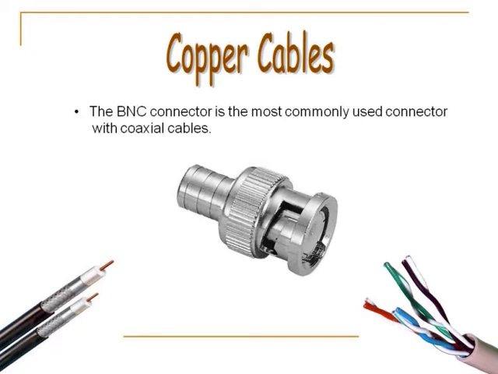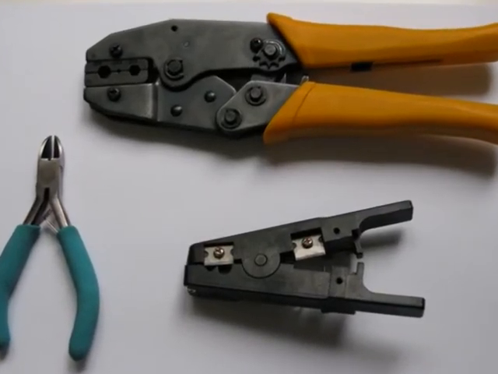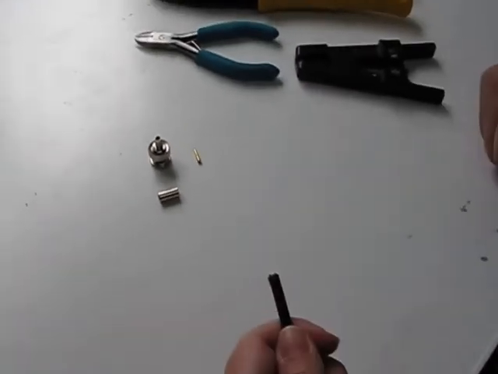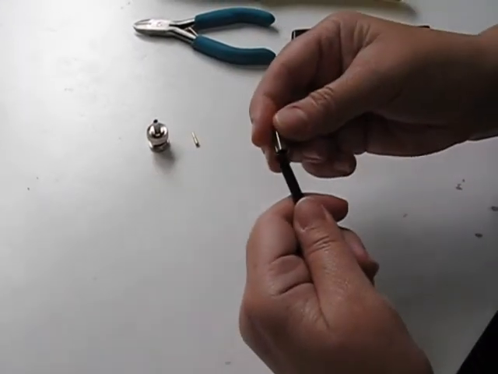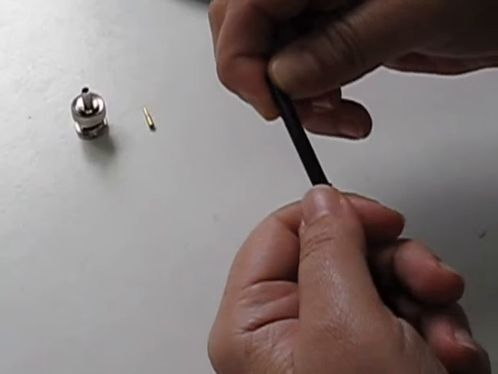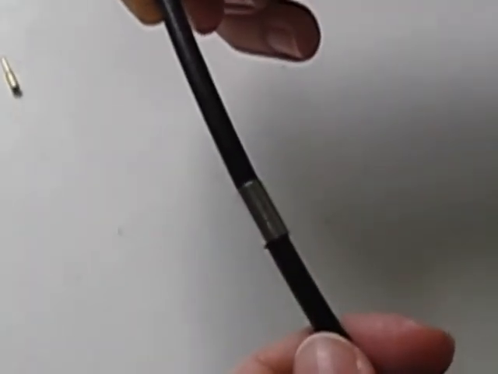The BNC connector is the most commonly used connector with coaxial cables. The tools used for terminating coaxial cable are shown in this picture. We can also see the BNC connector consisting of the sleeve, the central pin, and the connector's main body. The first step in terminating the cable is to slide the sleeve onto the cable.